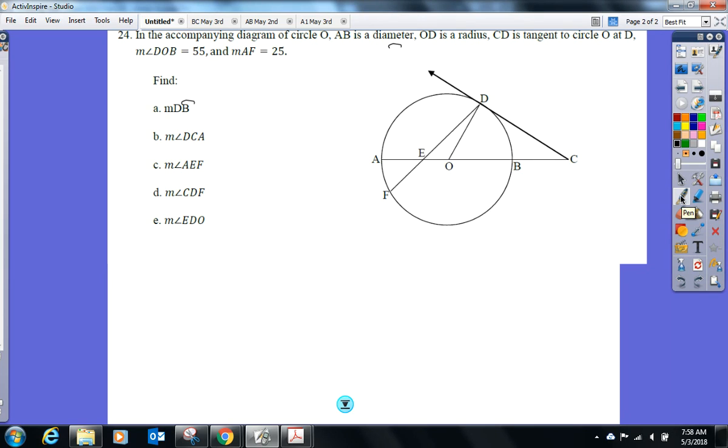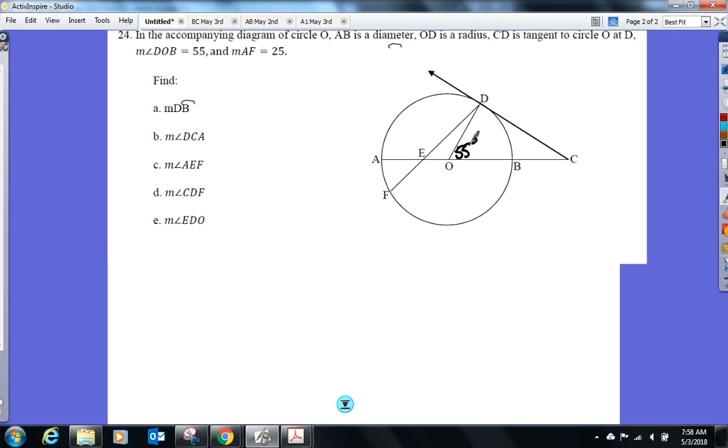All right, let's see. Accompanying diagram. Ooh, we got a diameter, a radius. Tangent DOB is 55. Got it. I think that's supposed to be an arc. Do you guys have an arc symbol on yours or no? It should be arc AF there. The measure of arc AF is 25, because there is no other AF.